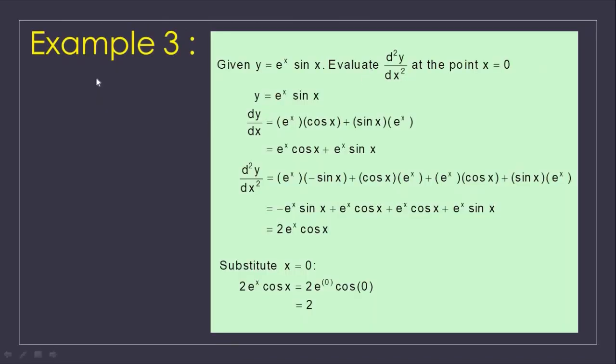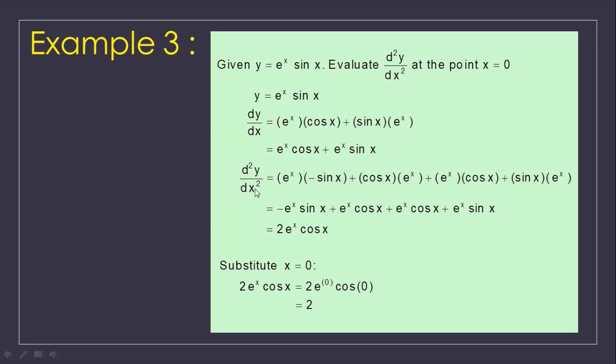One more example, example 3. Given y equal e to the power x sin x, we want to evaluate d squared y over dx squared at the point x equals 0. So, given y equal e to the power x sin x, to find the first derivative, we must apply product rule. So, u is e to the power x and v is sin x. We use the formula uv prime plus vu prime, and we get this.